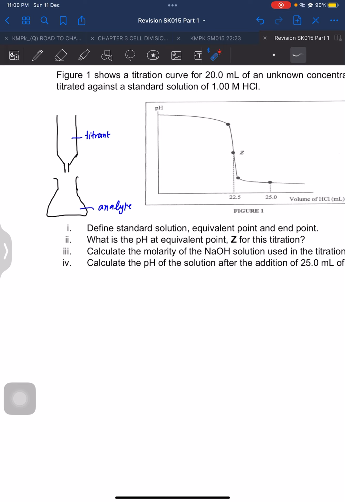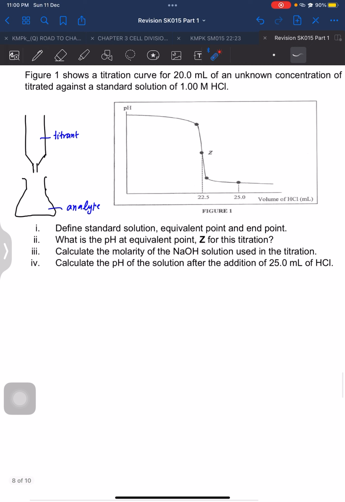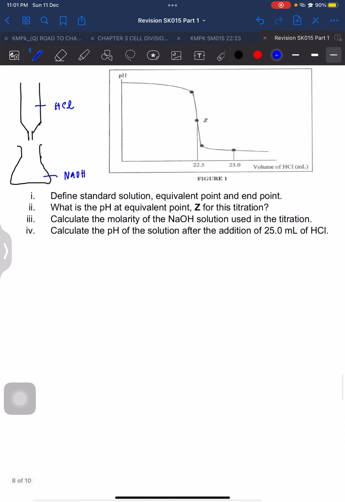That's it. And for the analyte, we obtain it from the graph. It means this graph shows the analyte. So our analyte now is sodium hydroxide because it starts from the top, the pH is high. Sodium hydroxide is a base, and the pH must be more than 7. So automatically our titrant is HCl. That's it.